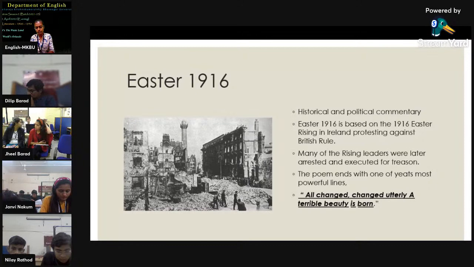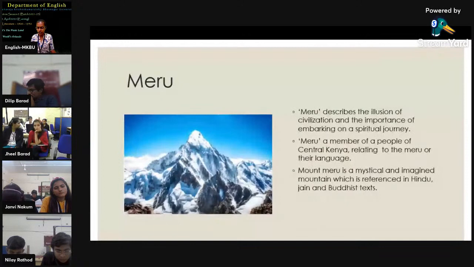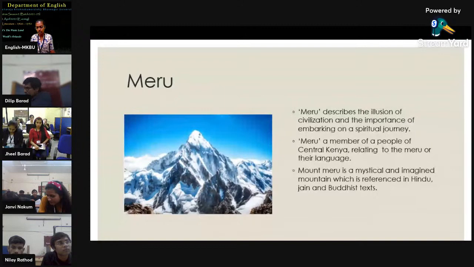Second was Mayuri. Mayuri describes the illusion of civilization and the importance of unbreaking on the spiritual journey. Mayuri is a member of a people of Central Kenya, relating to the Meru language. Mount Meru is a mystical and imaginative mountain which is referred to in Hindu, Jain and Buddhist texts.